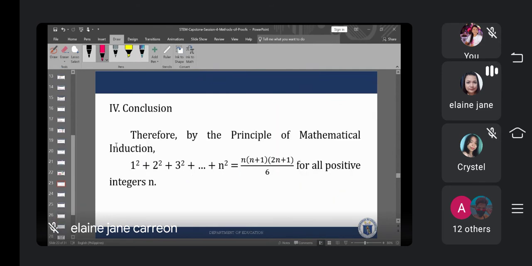And for our conclusion, therefore, by the principle of mathematical induction, 1 square plus 2 square plus 3 square plus ... n square is equal to n times the quantity n plus 1 times the quantity 2n plus 1 over 6 for all positive integers n.